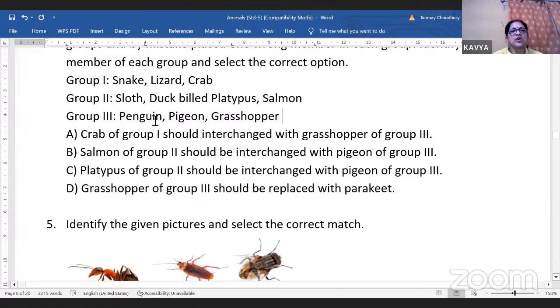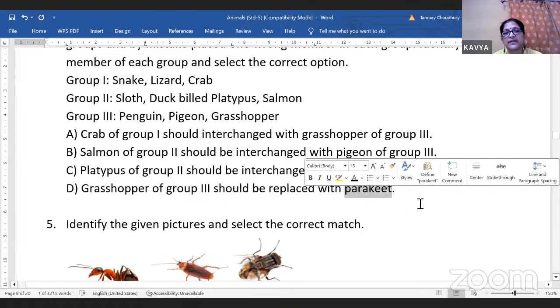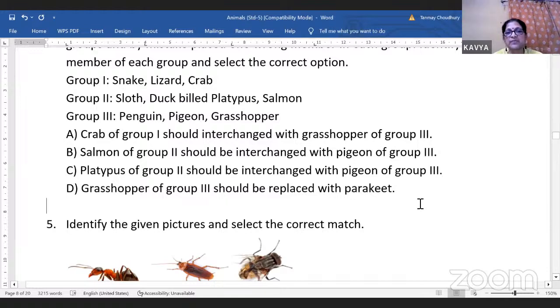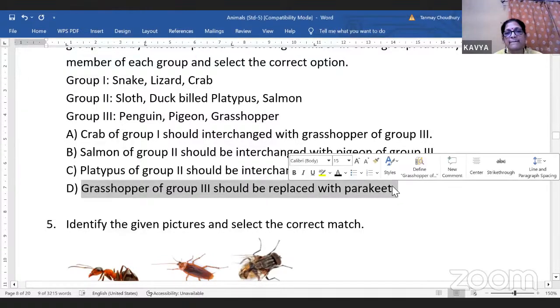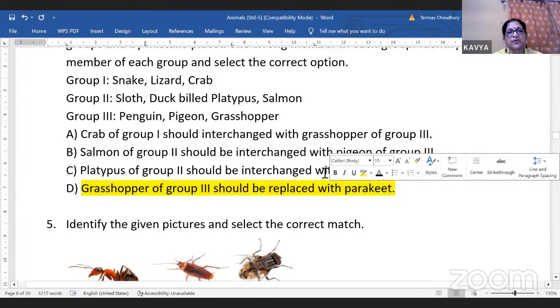Now here, penguin, pigeon, and grasshopper, all of them can fly. But grasshopper is not a bird, it is an insect. Penguin is a bird, pigeon is a bird, grasshopper is not a bird. So if it is replaced with parakeet, a bird that looks like a parrot but bigger, then this will be correct. So the answer here will be this. Grasshopper of group 3 should be replaced with parakeet. Then the group will be complete.